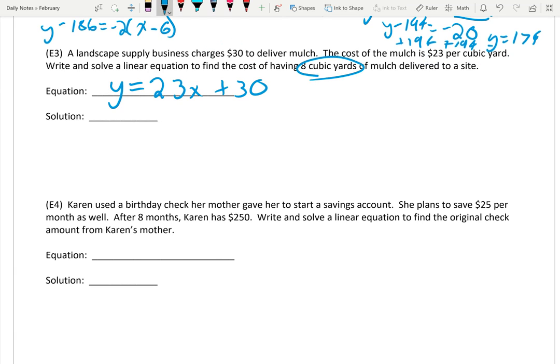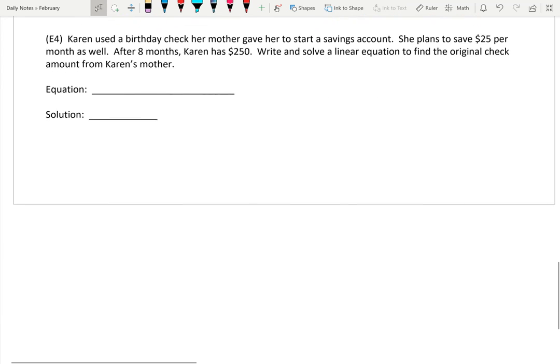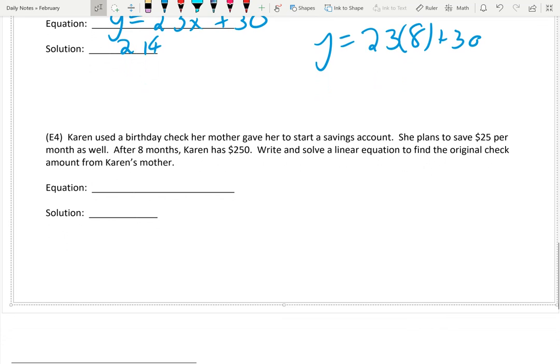And then for 8 cubic yards, you simply plug that 8 in to solve it. So y equals 23 times 8 plus 30. So let's calculate that. 23 times 8 equals 184, plus 30 is 214. So just like that, that problem is done. So again, very simple problem, very similar to the one you have on tomorrow's test. So just be ready. And then the last one.